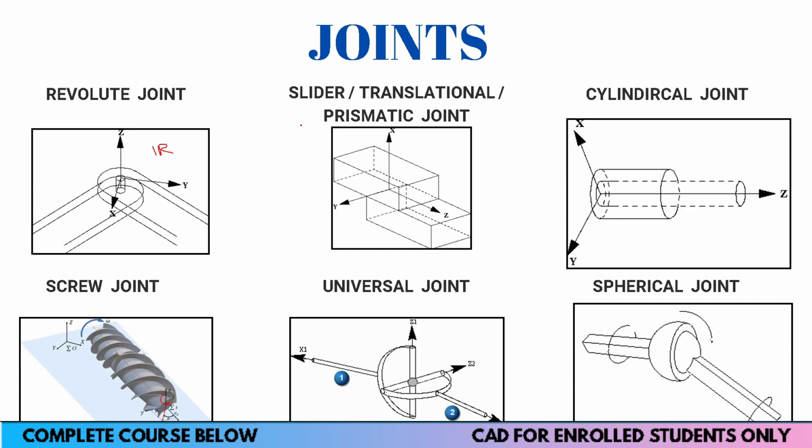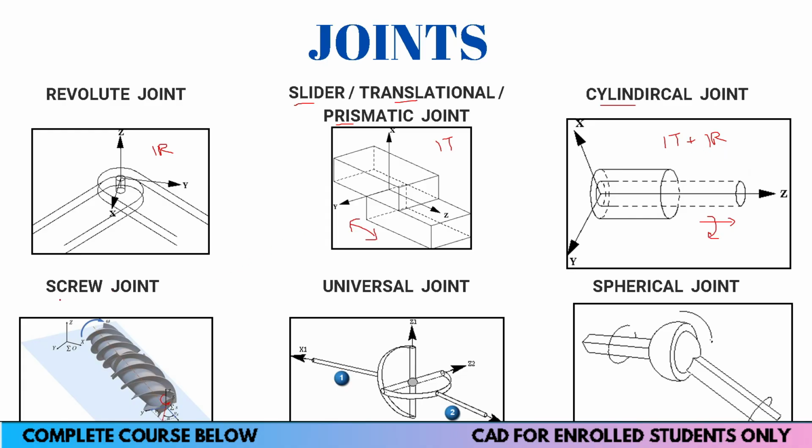Now if you come to the second joint, that is the slider joint, also known as the translational or prismatic joint. It also has 1 degree of freedom, and it can only translate in one direction. It could be any direction, but it should be translational only. So I'm naming this 1T. The other one is the cylindrical joint. It has 2 degrees of freedom, one translation and one rotation, and that is also based on the same axis. So suppose Z is my translation axis, it is allowed to rotate about the Z axis only. So 2 degrees of freedom, one translational and one rotational.